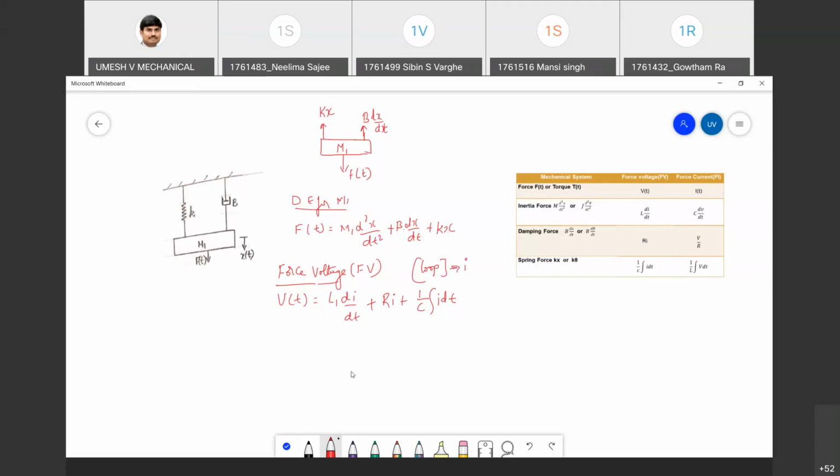How will you represent the loop? I'm writing here. Just look at here. I'm drawing the circuit. Current will be represented in the loop. Okay. This is the I current, one loop. Only I is there. What is the input here?